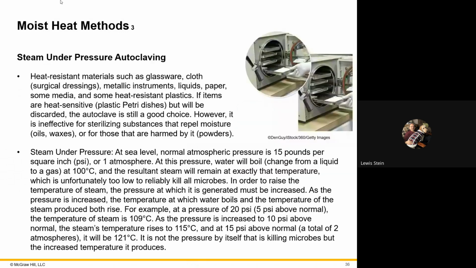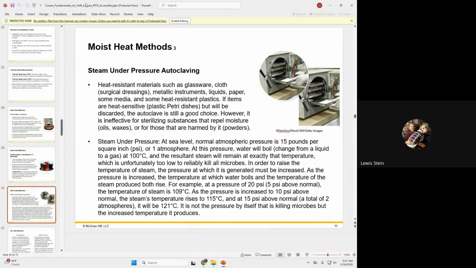Okay, so we'll stop it here. I'll show you the numbers better, and we'll really talk about autoclaving and undoubtedly get done with physical methods on Wednesday. Thank you.